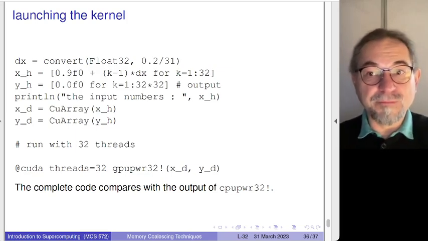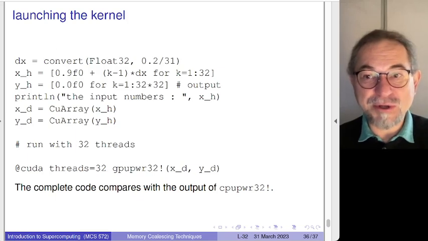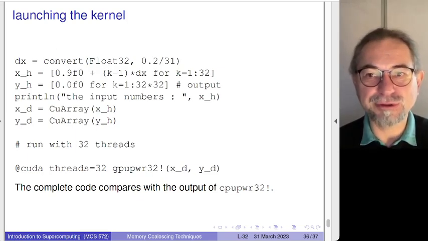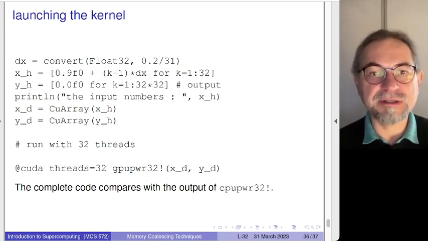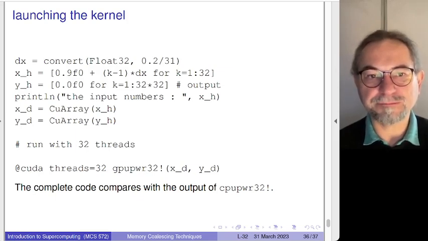There is the problem of overflow. If you would take consecutive integer numbers, then 2 to the power 32 is already a very large number. Here I took equally spaced numbers between 0.9 and 1.1. So this gives very nice numbers in 32-bit floating point precision.